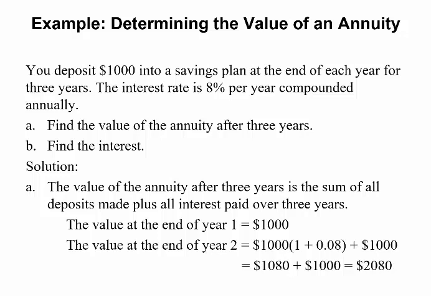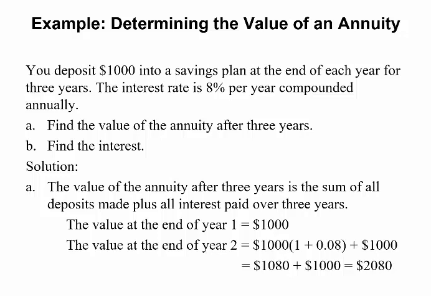All right, so the solution. Remember, the value of the annuity is the sum of all the payments plus the interest. So the value of the annuity after 3 years is the sum of all the deposits made plus all the interest paid over 3 years. The value at the end of year one: you're going to deposit the money at the end of the year, so at the end of year one, you deposit $1,000. Now you don't get any interest on that $1,000 because you made it at the end of the year.